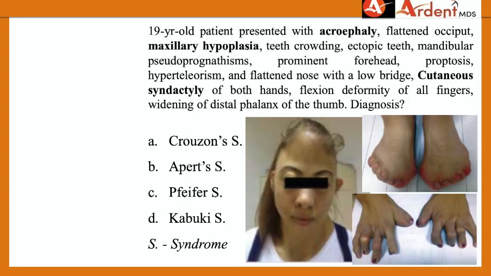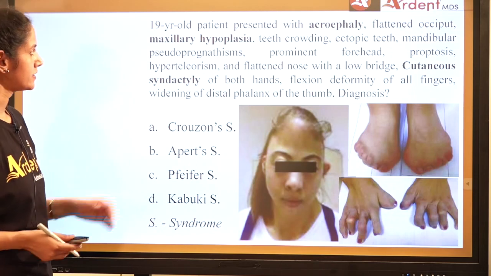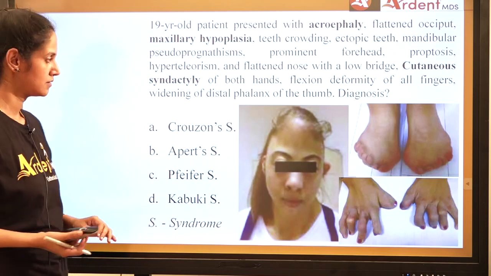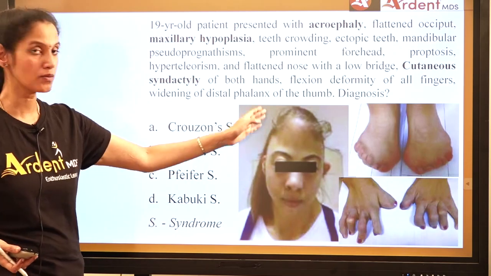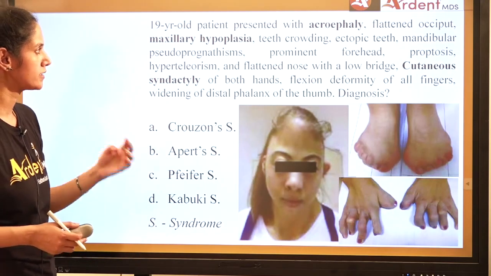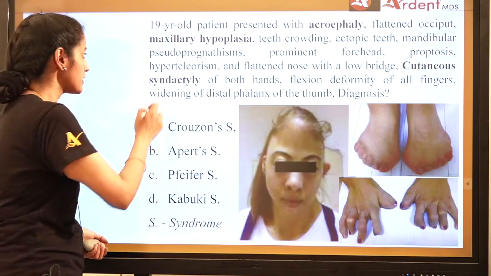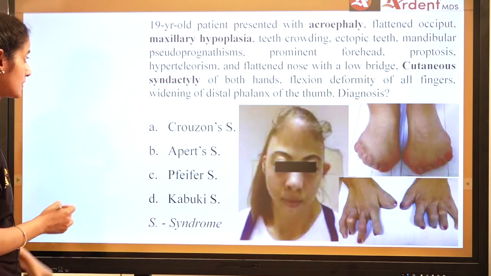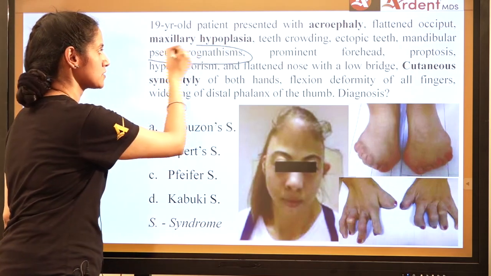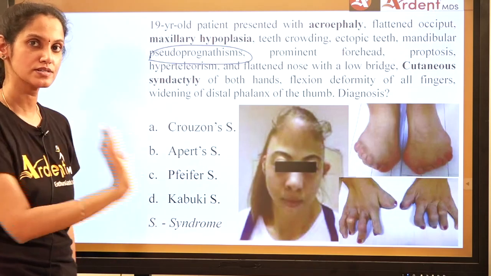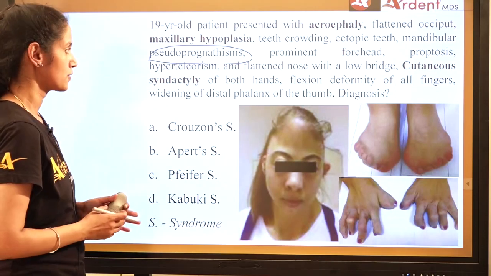So let's see what's the next syndrome closely associated with it. A 19-year-old patient presented with acrocephaly, flattened occiput. Flattened occiput, it looks like a tower, right? It's a tower skull. Maxillary hypoplasia, teeth crowding, ectopic teeth, mandibular pseudoprognathism. Why pseudoprognathism? The word is given because the mandible is not prognathic. It's because of the maxillary hypoplasia, which causes the mandible to look as if it's prognathic.